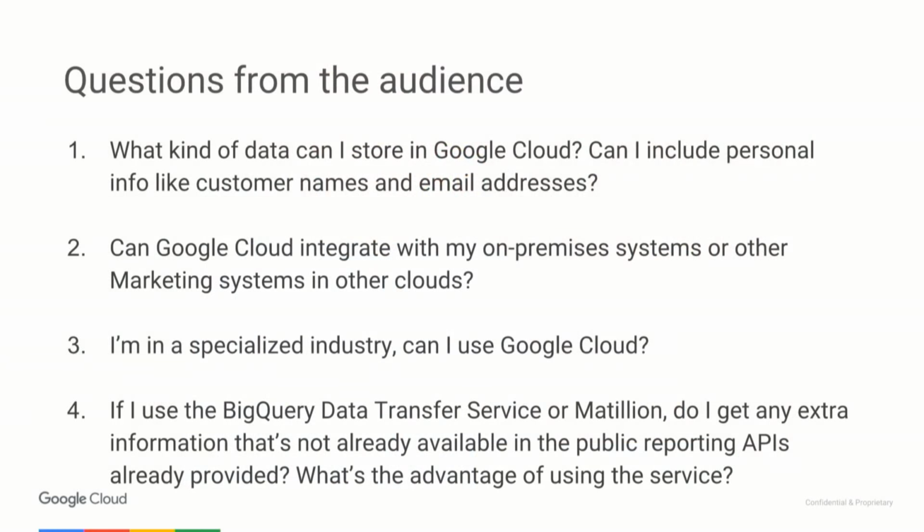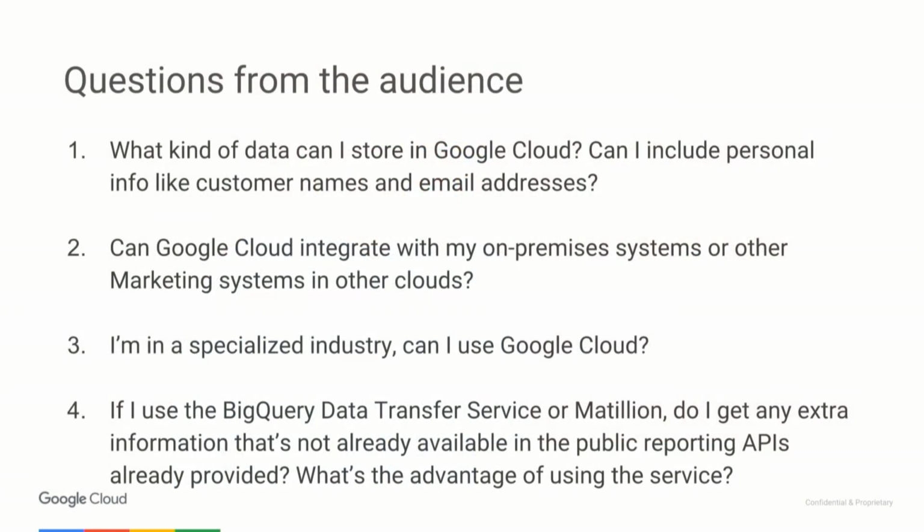The first question is, what kind of data can I store in Google Cloud? Can I include personal information like customer names and email addresses? So the answer is yes, you can store any type of data that you want. We actually have a few different data products. We have BigQuery, which is our data warehouse. We also have Spanner and Google Cloud Storage, which can also store unstructured data. You are able to include personal information, PII, customer names, email addresses. We are a secure platform, but it's up to you to decide what you want to do with your own data.